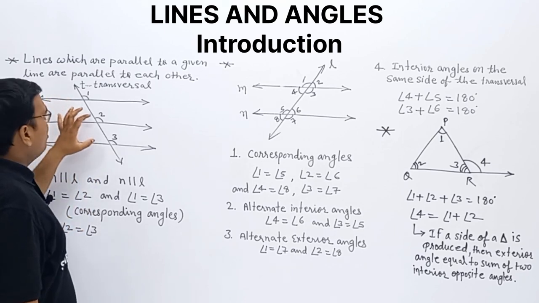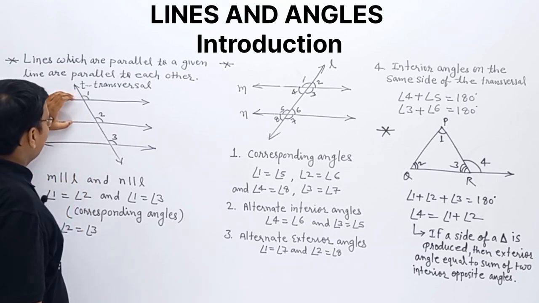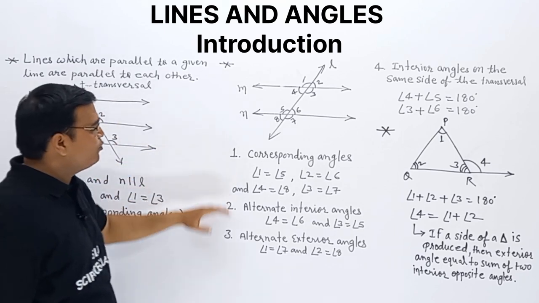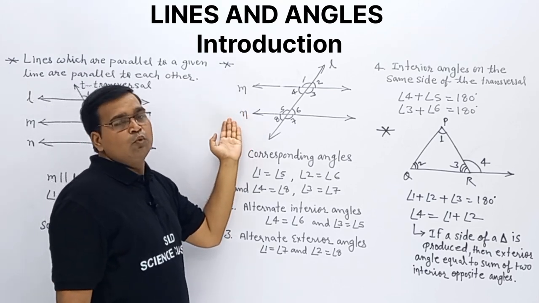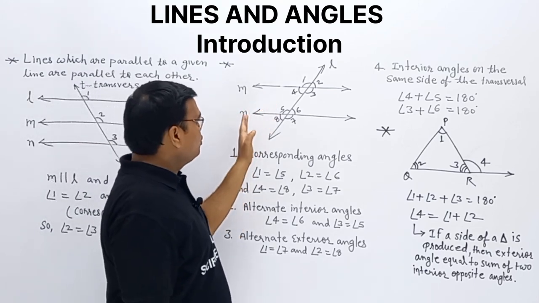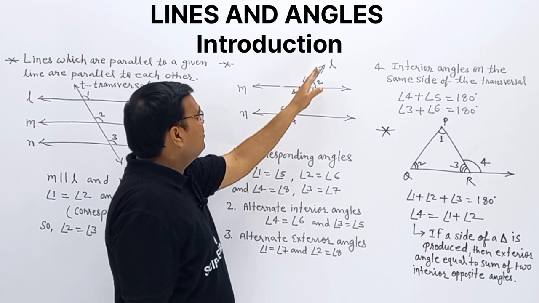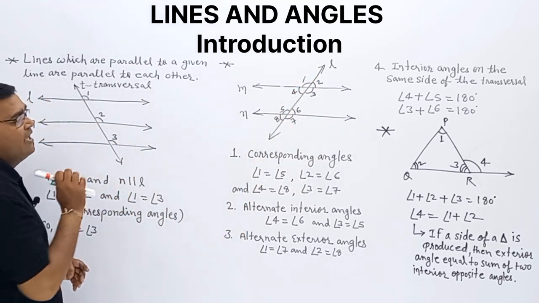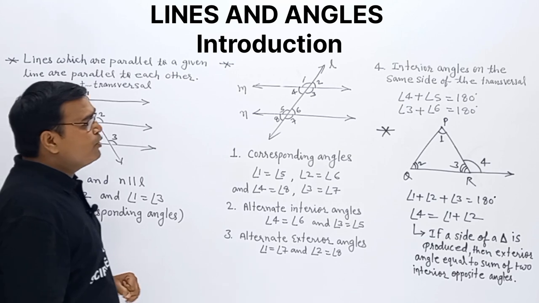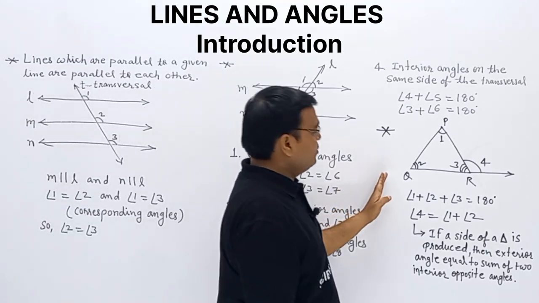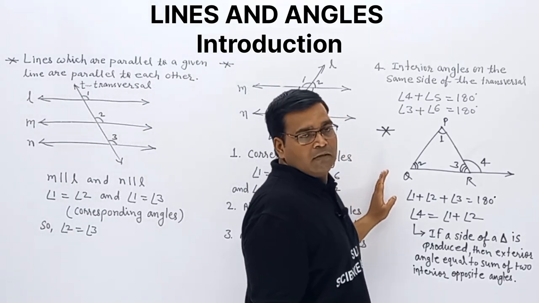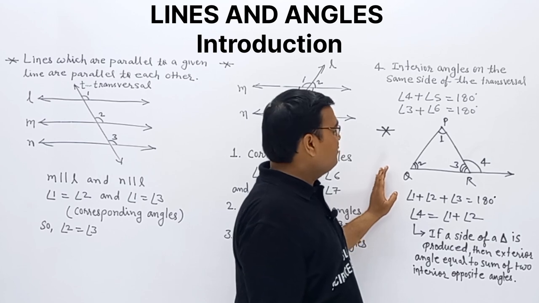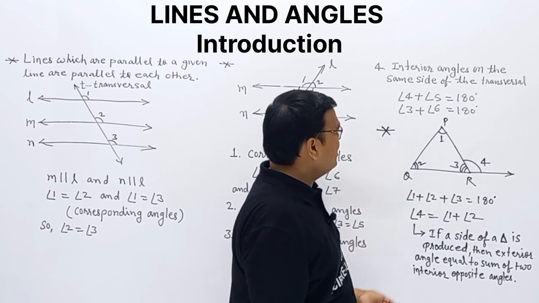So first we should know it for two lines, then we can convert there. Easy. No more. First we should understand these 4 points for two parallel lines having a transversal. Then we can apply these rules there. Clear?